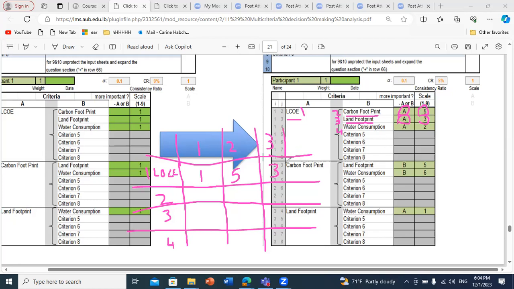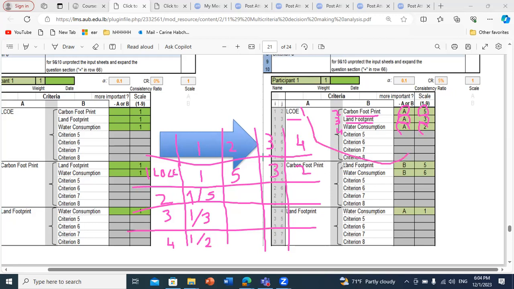Now, the last question will be to compare with 4, which is the water consumption. Also, I prefer the LCOE, so the score is 2. And once I fill this row, I can automatically fill the first column. All I have to do is 1 over. And here the score will be 1 over 5. And here it will be 1 over 3. And here it is 1 over 2. Okay, I am done with the first part.